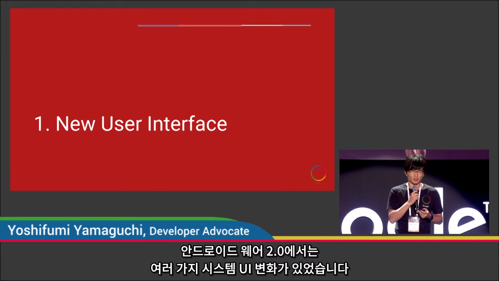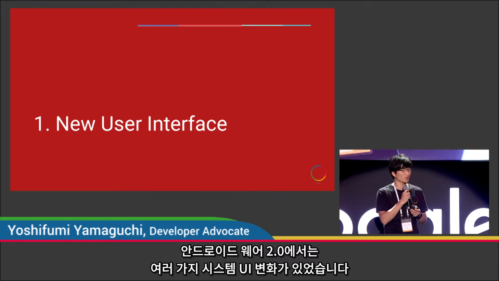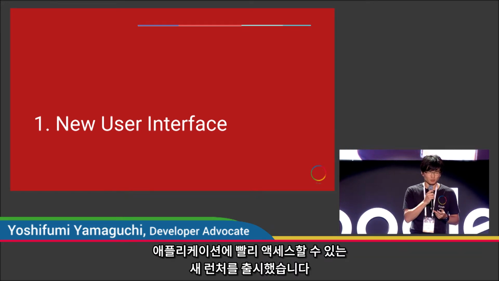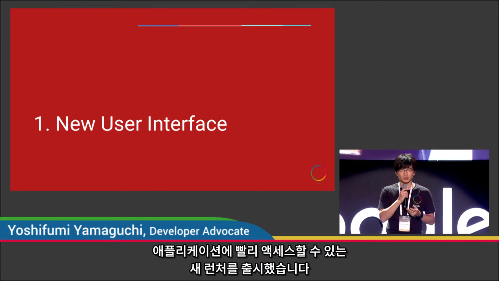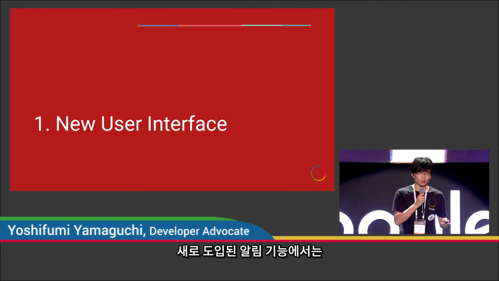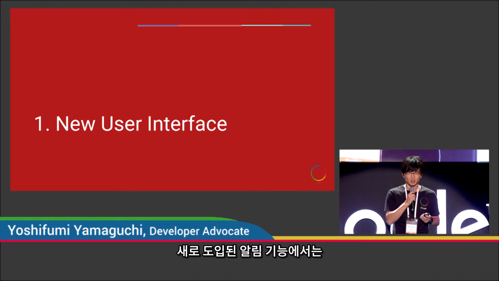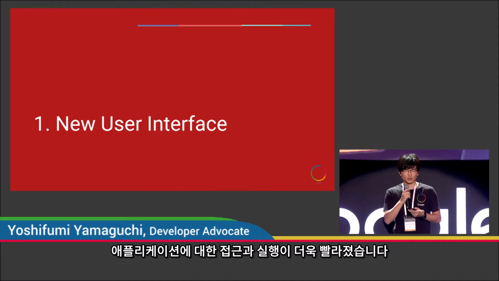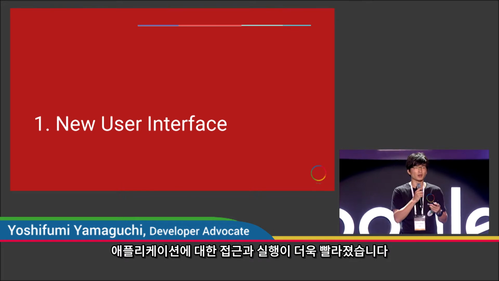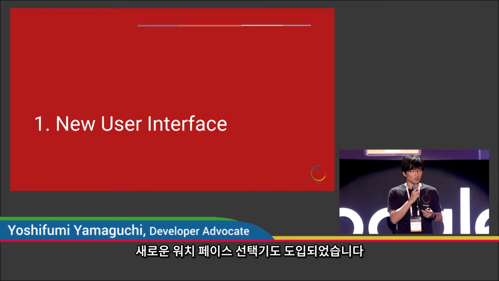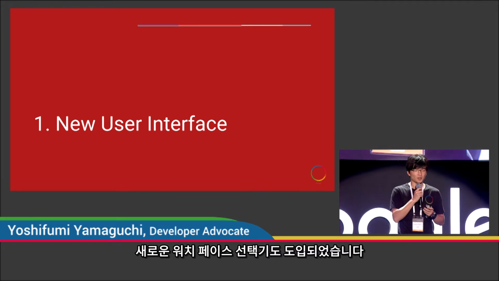There are a number of system UI changes in Android Wear 2.0. We introduced a new launcher for quicker access to applications, and new notification experiences that make getting to applications and performing actions faster. And then also we introduced a new watch face picker.